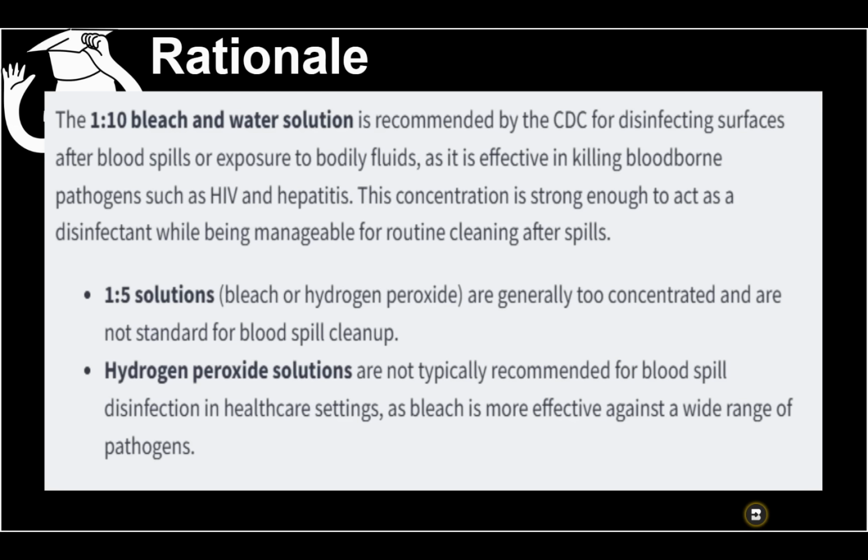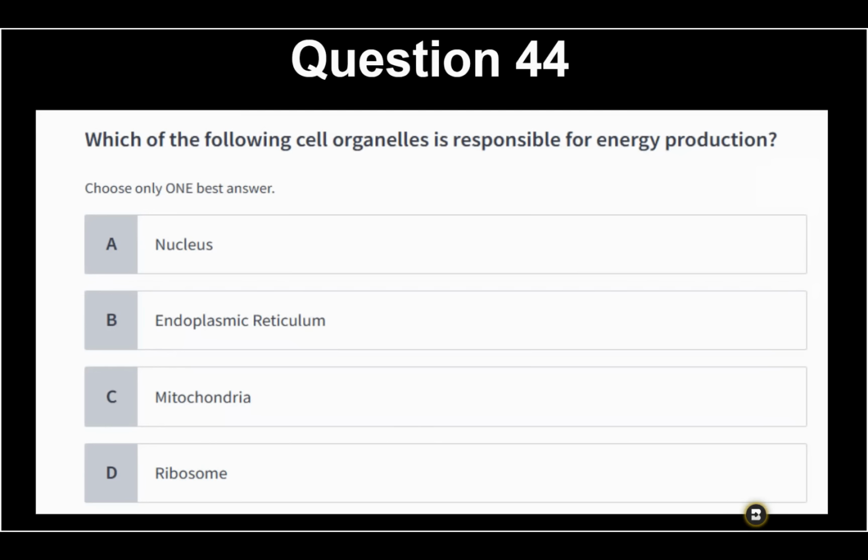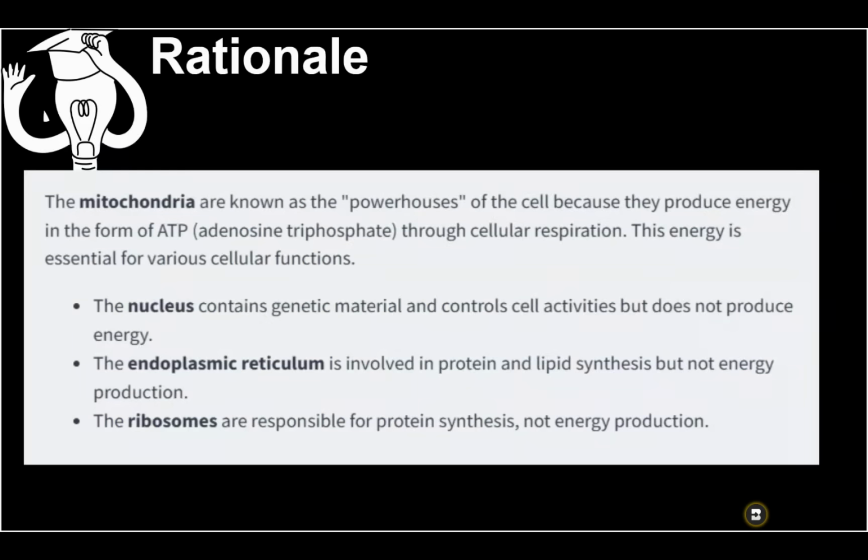Question number 44. Which of the following cell organelles is responsible for energy production? A, the nucleus. B, the endoplasmic reticulum. C, the mitochondria. Or D, ribosome. If you said C, the mitochondria, then you are correct. The mitochondria is what we call the powerhouse of the cell because this is where the energy of the cell is being produced.